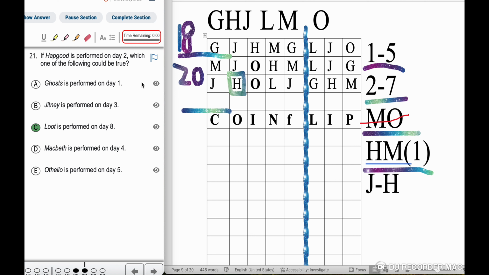So it says G is in 1. G is not going to be able to be in 1, because if you do the coin flip trick, if you put G here, you see that H is in 2, and according to the conditions, J has to be before H. So we remove choice A.